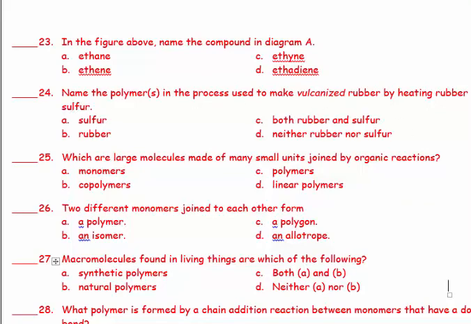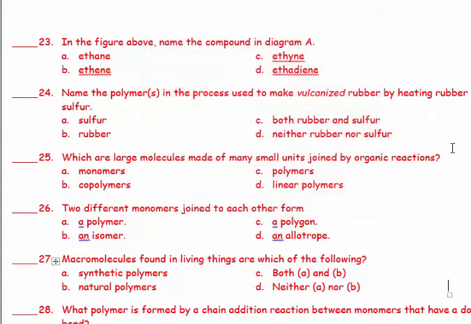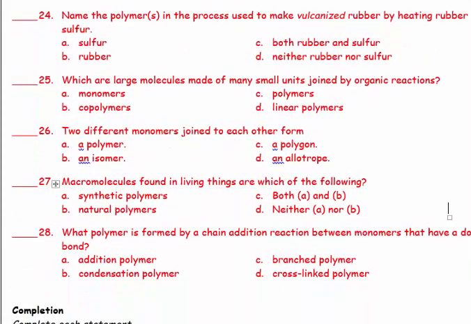What polymer is formed by a chain addition reaction between monomers that have a double bond? Of course, they are addition polymers. Addition polymers are formed by the addition of many monomers together that have a double bond. They are called addition polymers. We're going to solve the completion reaction in the next video.